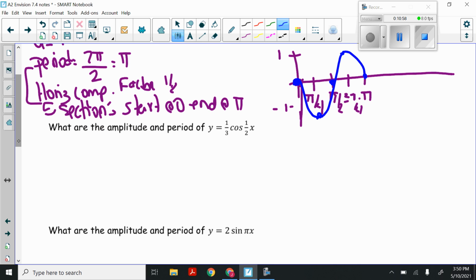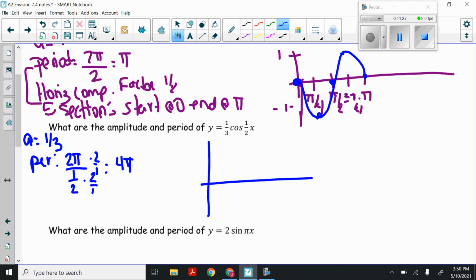So the second one, what are the amplitude and the period of y equals 1/3 cosine 1/2 x? I see my amplitude is 1/3, so that means the height of my graph. The period: 2 pi over b is 1/2. Flip and multiply to get that out of the denominator, and I get a period of 4 pi. So if I were to graph this, starting at 0, I'm going to end way out here at 4 pi.